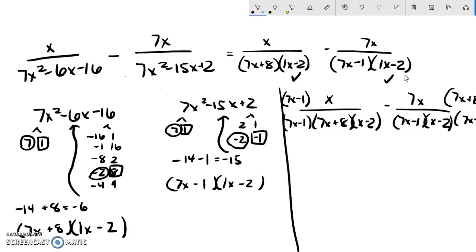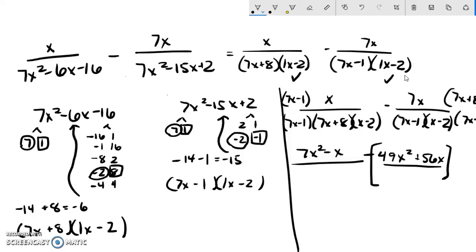So if I multiply 7x minus 1 times x, I get 7x squared minus x. And then over here, I get 49x squared. And we're going to leave this negative out in front right now. We're not going to do anything with it. So we get 49x squared plus 56x. It's going to be over the same denominator, so I'm not going to write them right now.